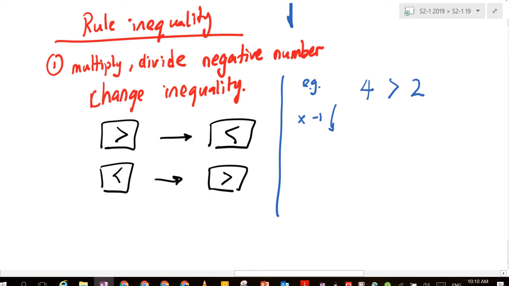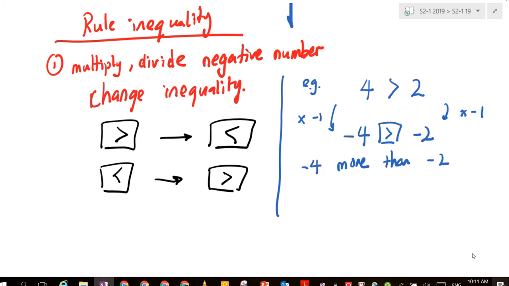Now, if I times negative 1 on both sides, can you copy this down? Times negative 1 on both sides. And then you write, this is negative 4, this is a box, this is negative 2. What will you write? Assume I don't change. Assume I don't change. Can you mark? Can you write down negative 4 is more than negative 2? Is this correct or wrong? Wrong. Why?